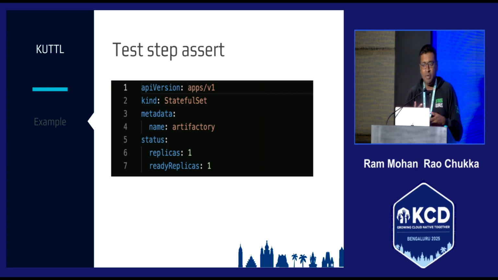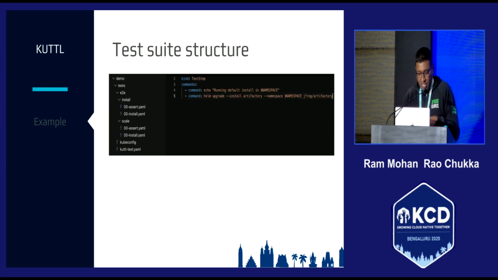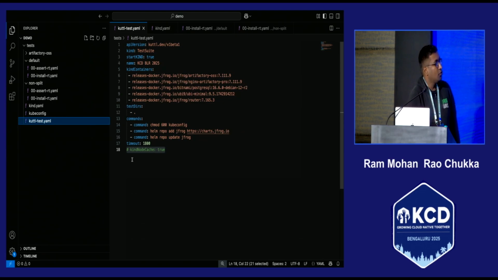In my demo, I would be simply installing an application and seeing if the application comes up, and do an assertion based on the test step we have. This is the complete structure of my demo, where I would have an end-to-end test. I have two tests, install and scale, and there is a CUTL test.yaml, that is the suite structure that we have. I would probably want to first show you the code that I have.